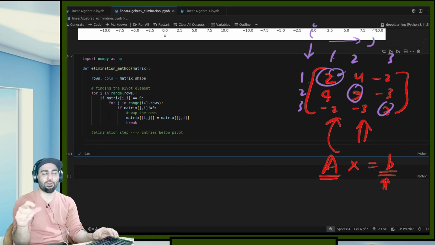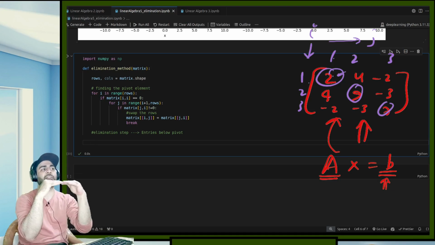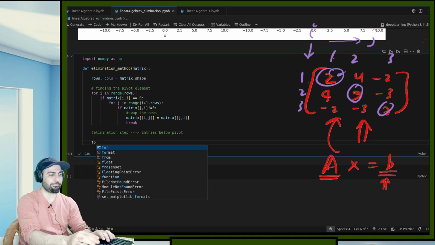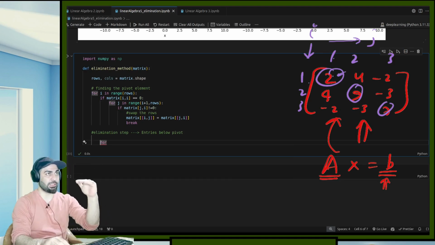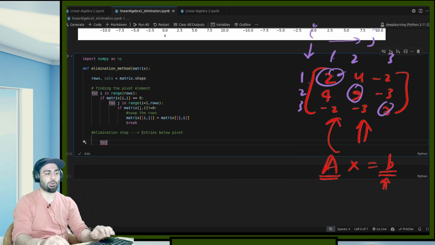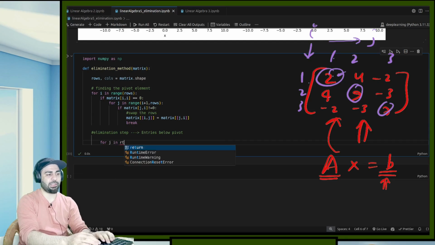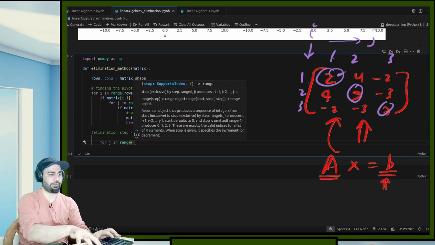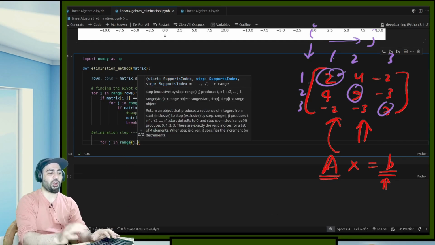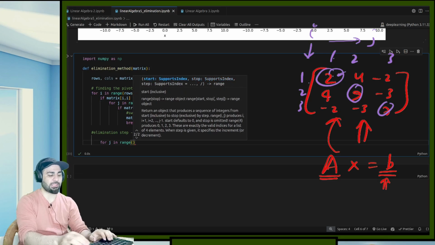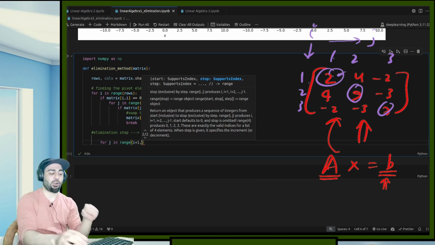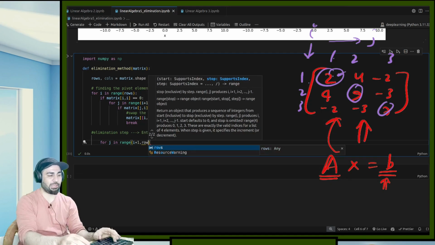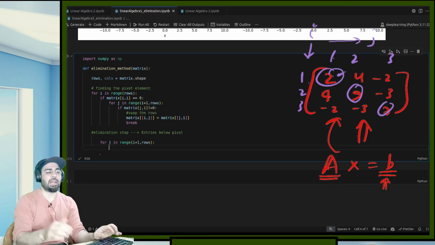You run one more loop, from the ith, the current row you are at, and then go down. It should be inside this, because we're in the rows, and in that we have found a pivot, and we have to go down. For j in range of i plus 1, comma, the number of rows, because we have to go to the end of the rows. And now we'll keep on swapping.